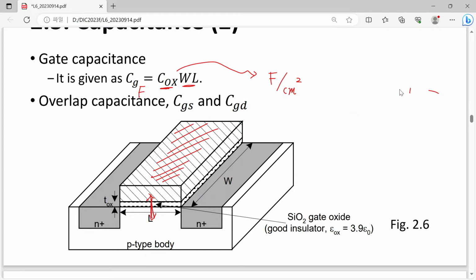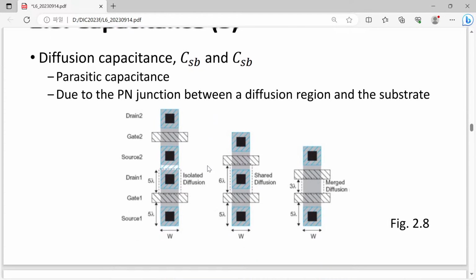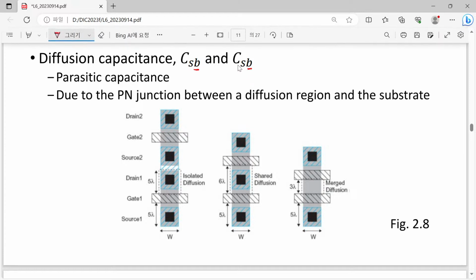And another one is we have overlap capacitance. That is nothing but the capacitance between this one and the capacitance between this one, the gate overlap capacitance. And another one is diffusion cap. So simply this is the capacitance with respect to the body substrate contact. I made a mistake, I have a typo, so not source, but of course we have to have drain. So capacitance between body and source and body and drain.